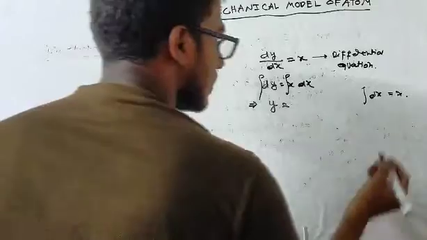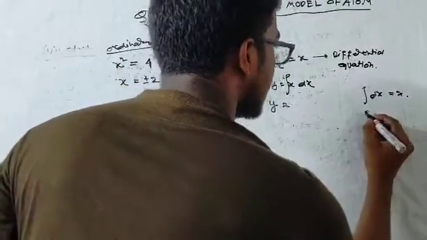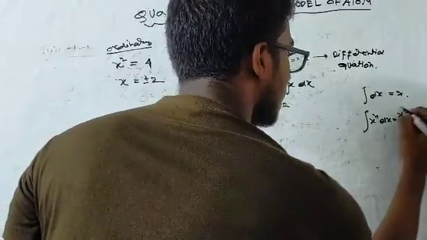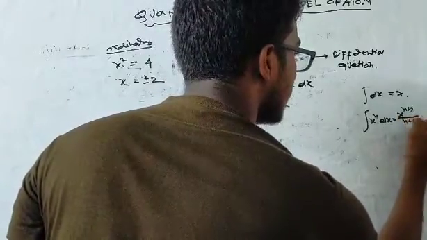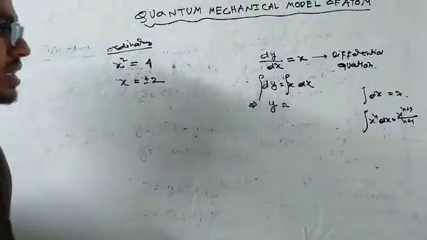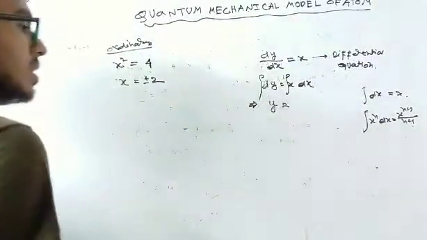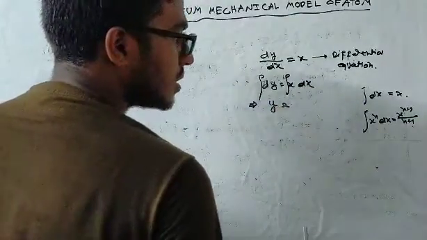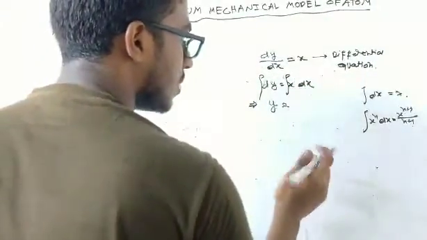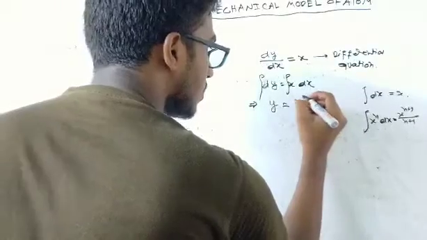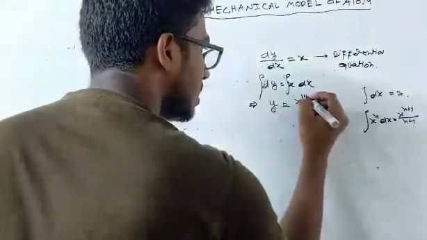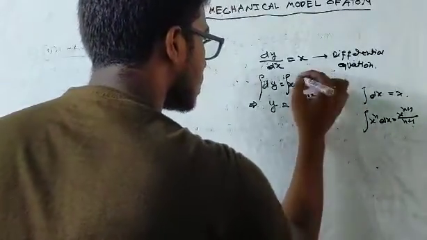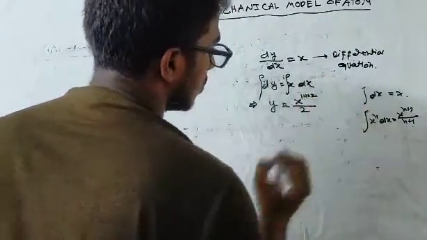Now we all know the formula of integration. It says integration of x to the power n dx equals x to the power n plus 1 divided by n plus 1. Here the power of x is 1, so it's x to the power 1. So x to the power n plus 1 means 1 plus 1, which equals 2, divided by n plus 1, where the value of n equals 1. So this is 2.